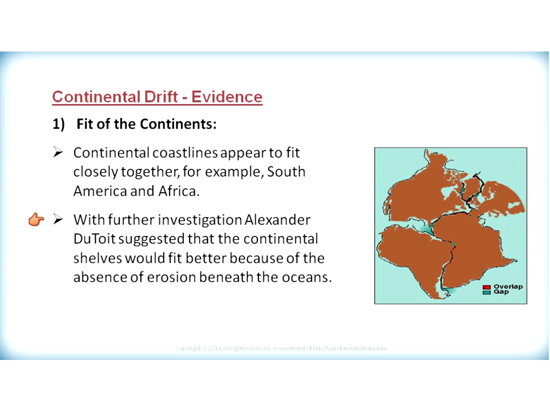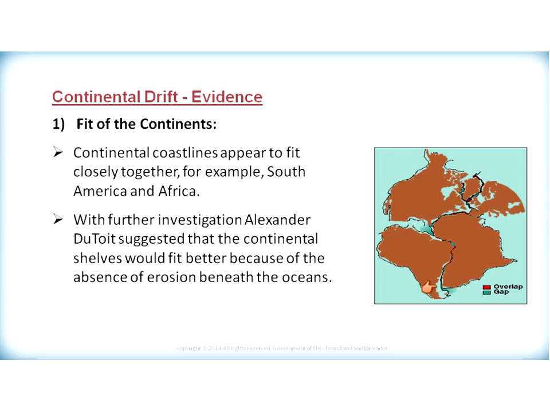With further investigation of continental coastlines, a scientist named Alexander du Toit suggested that the continental shelves would fit better because of the absence of erosion beneath the oceans. So when we look at South America and Africa again, we notice that the continents do fit close together. But if we look at the southern part of South America where it comes in contact with Africa, there are gaps. But if we put the continental margins closer together, we notice that this blue area that's underneath the ocean tends to fit closer with the continental margin on the neighboring continent.